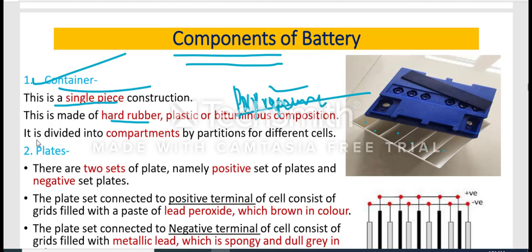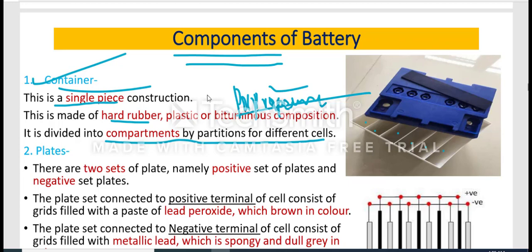The container is divided into compartments by partitions for the different cells. At the bottom of the compartments, bridges are formed. These bridges are formed at the bottom to minimize short circuits, because the electrolyte inside a compartment may enter from one compartment to another. To avoid that, we provide bridges at the bottom of the compartment. So this is all about the container.